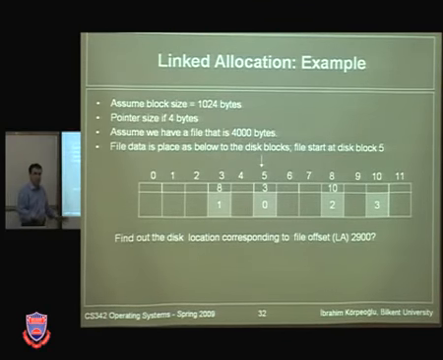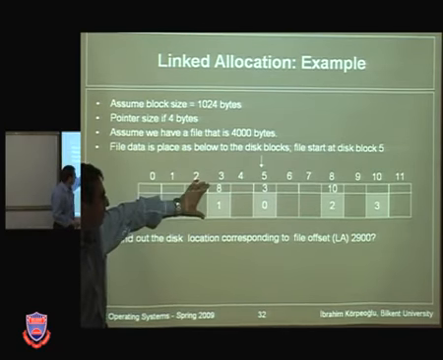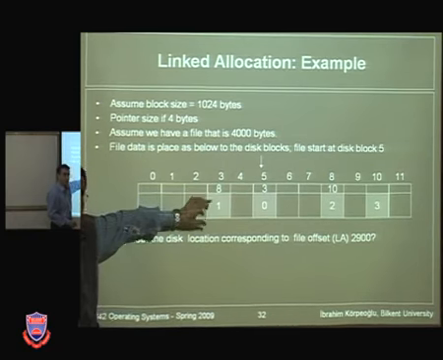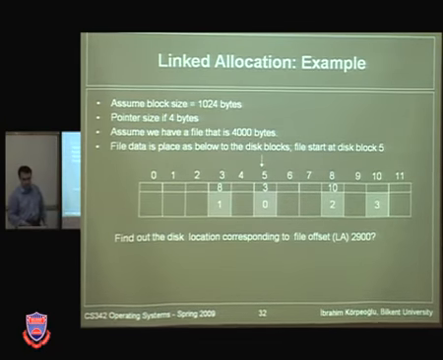Assume the block size is 1 kilobyte, 1024 bytes. Assume the pointer size is just 4 bytes. So in a block, we have 4 bytes for the pointer. Block size is 1024, so the data size will be what? 1020 bytes will be data.